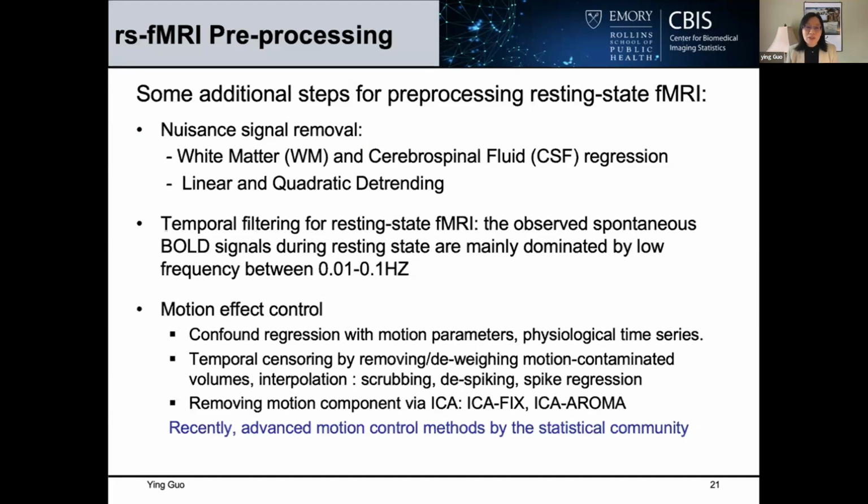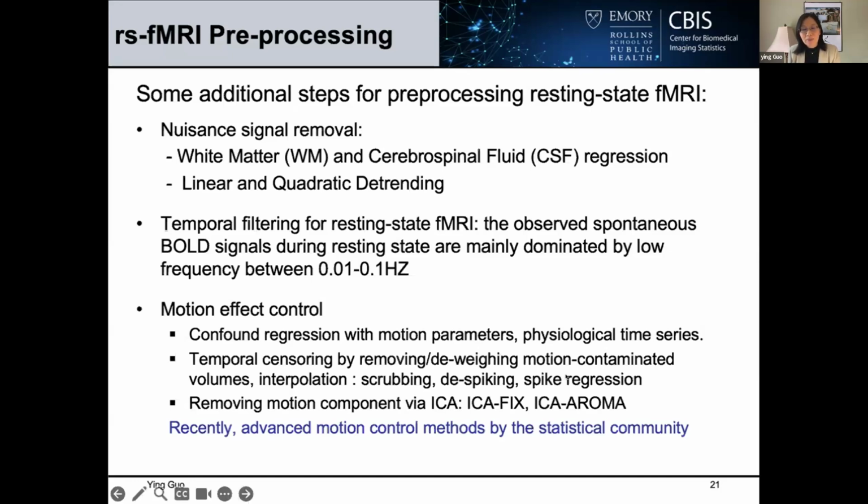And temporal filtering, which is a band filtering, because most of the resting state fMRI activities happen in a specific bandwidth. So by doing the band filtering, we remove those high frequency noises. Another important step is motion effect control, because motion is a big factor that deteriorates fMRI scan quality. There are various methods proposed, like confound regression with motion parameters to regress out those motion effects. And temporal censoring is basically to identify those scans that are contaminated by motion, and then you either remove them or interpolate them.